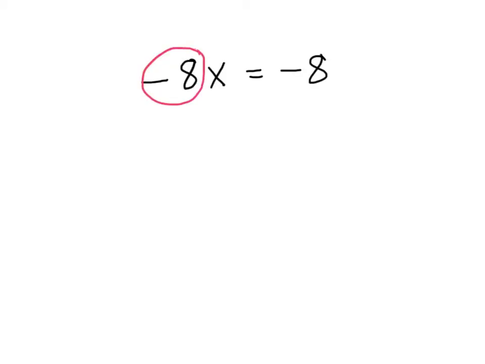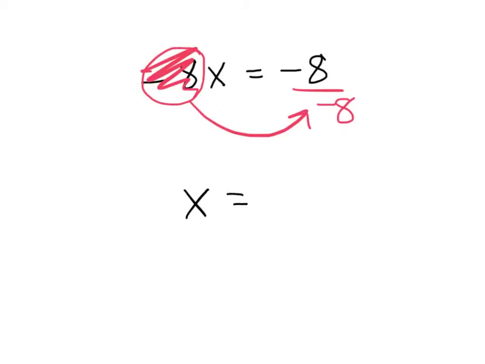Well, negative 8x, that's negative 8 multiplied to x. So I'm multiplying by negative 8. If I move that to the other side, it becomes divide by negative 8. That one goes away, leaving me with x equals.